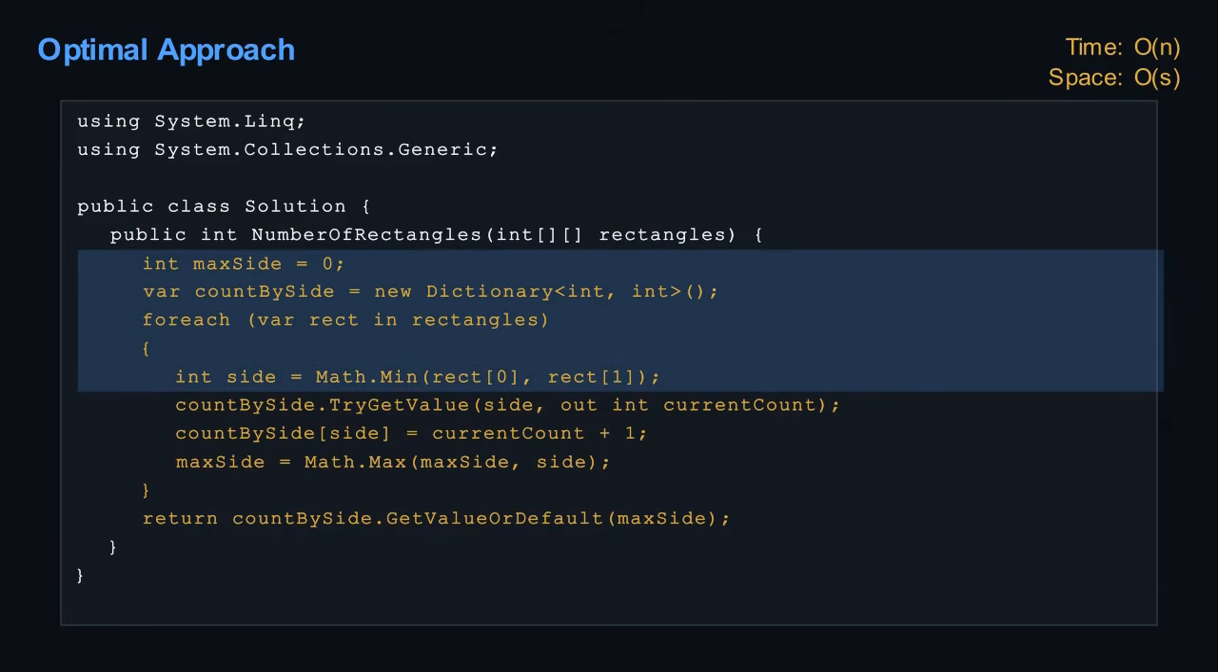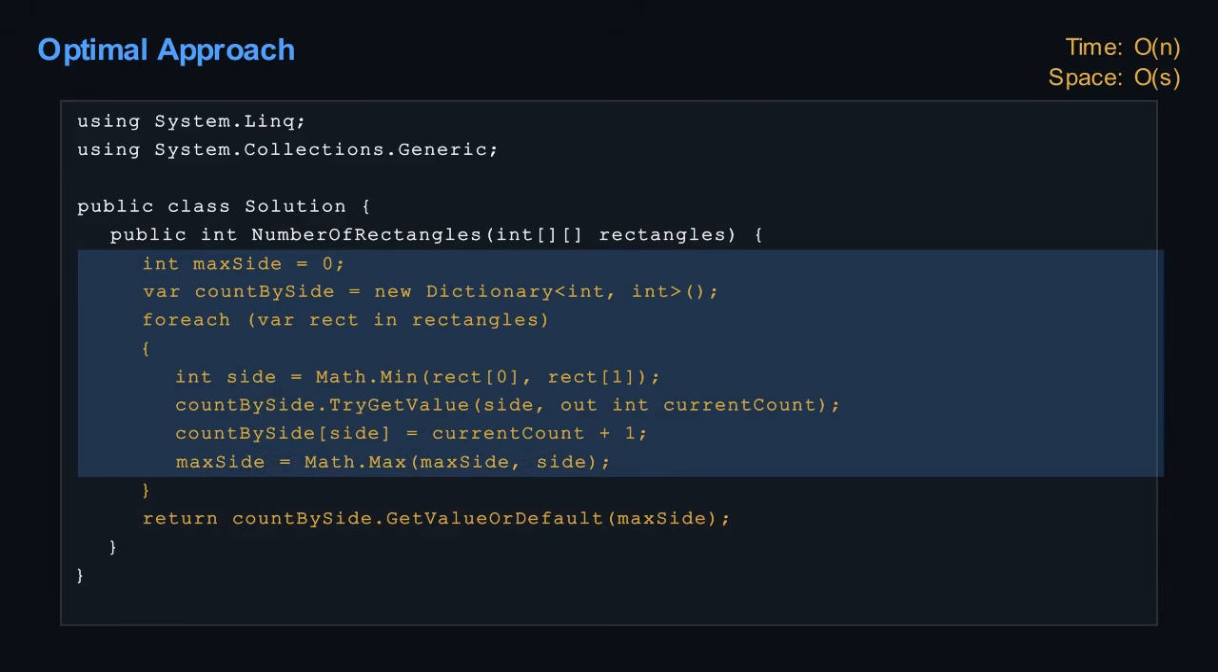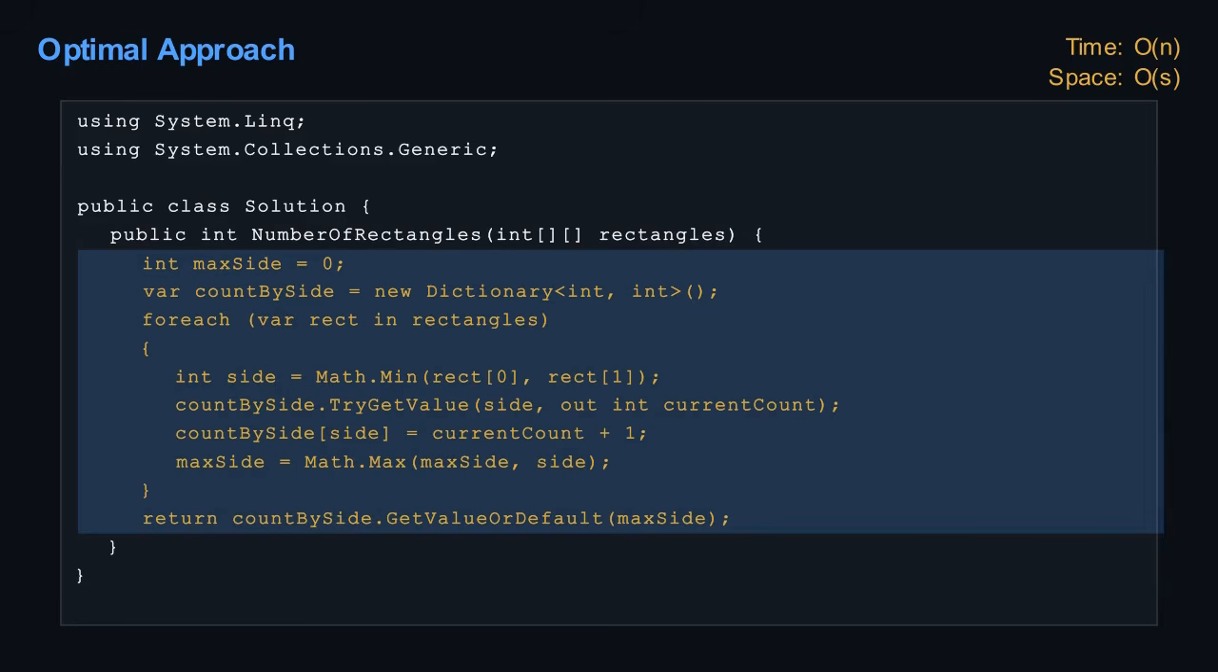Simultaneously, we maintain a variable to track the maximum side length encountered so far across all rectangles. After processing all rectangles in a single pass, our dictionary will hold the frequency of every possible square side length. The maximum side length variable will already contain the global maximum. Finally, we simply retrieve the count associated with this maximum side length from our dictionary. This avoids the redundant second pass.